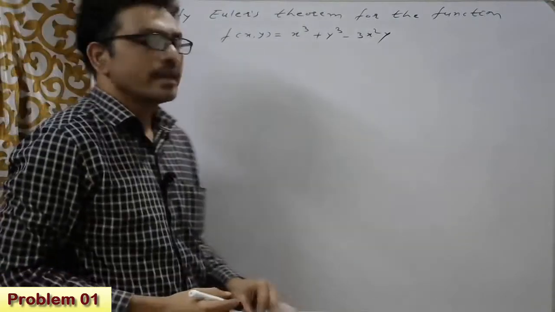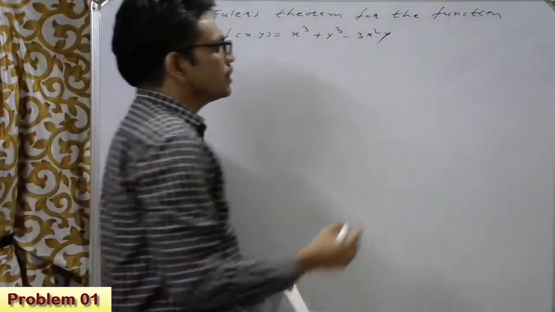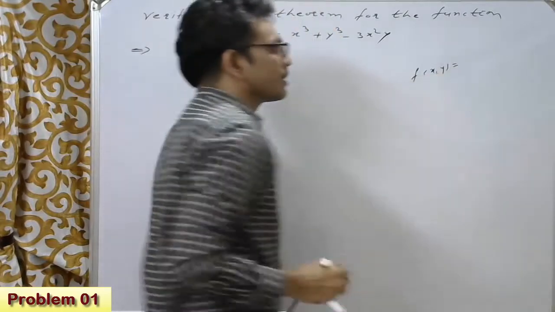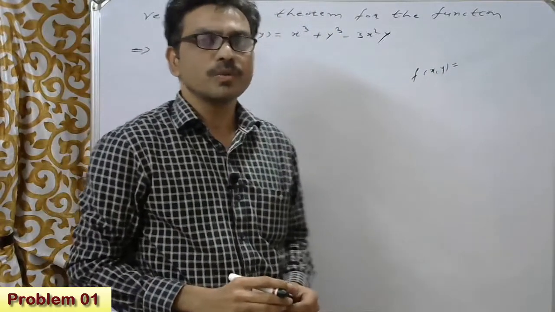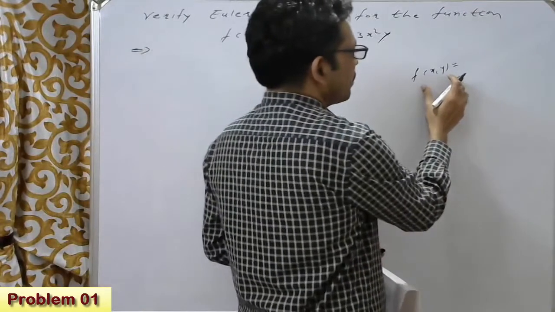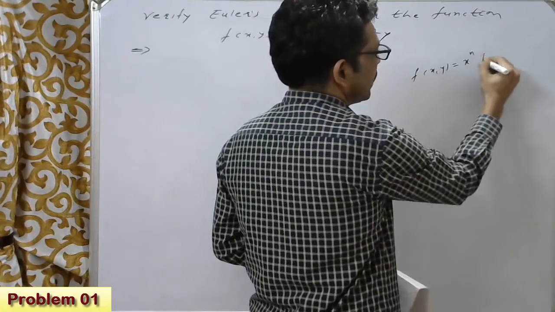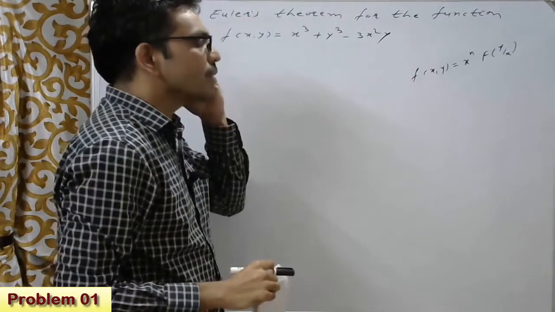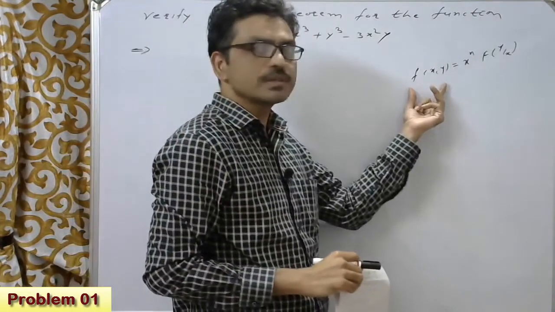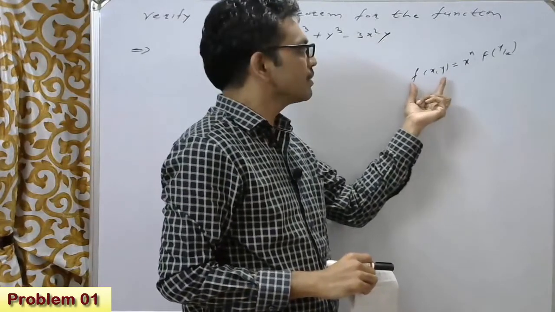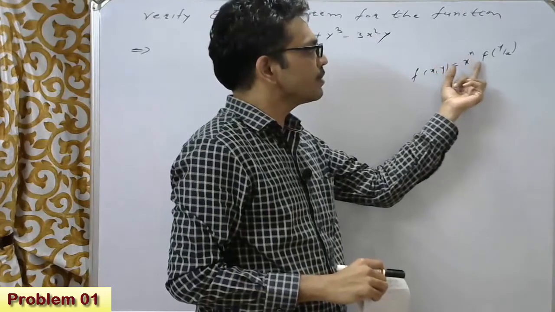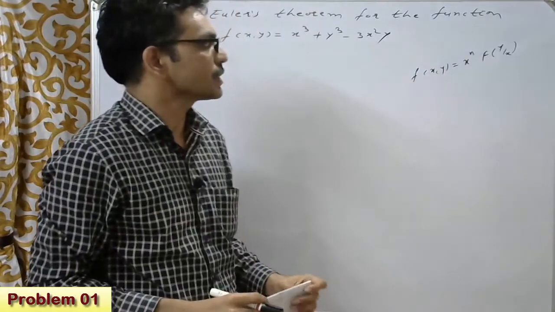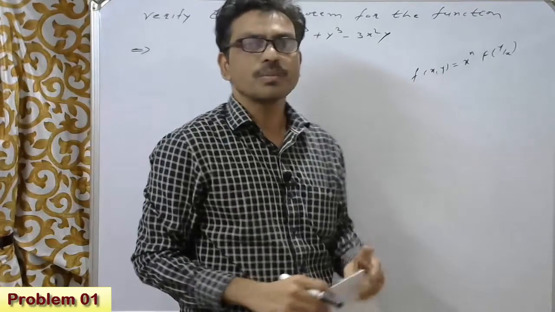Say, the homogeneous function. A function f is said to be a homogeneous function of degree n if the function f(x,y) = x^n times a function of y/x. See, in the definition of the homogeneous function, n represents the degree of that homogeneous function, and this function f is said to be a homogeneous function.